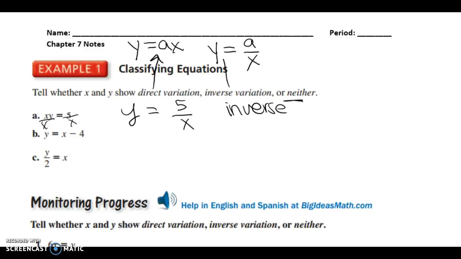Looking at B, y is already by itself. We have x, but then we have this extra number being added or subtracted at the end, and that makes this equation neither direct nor inverse.